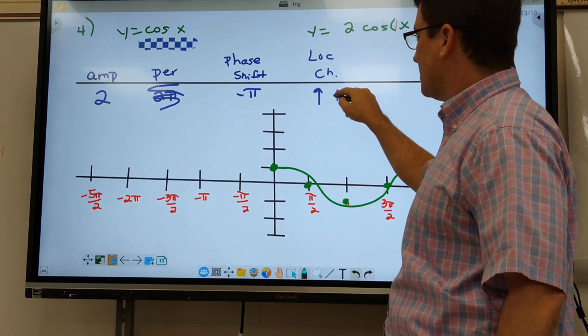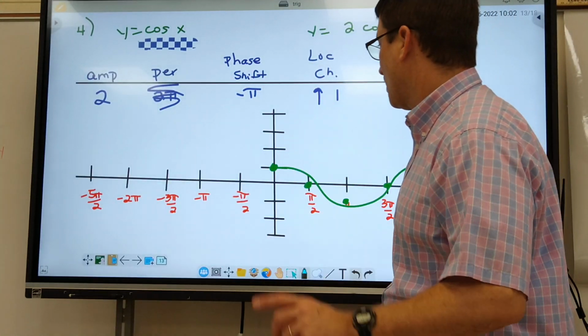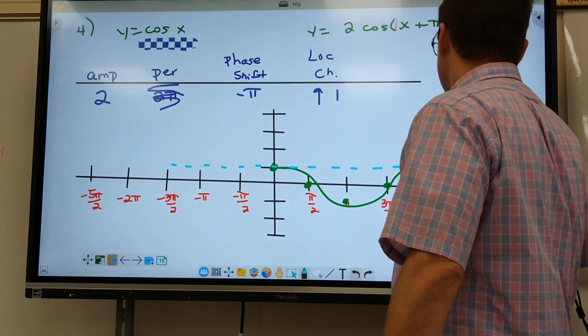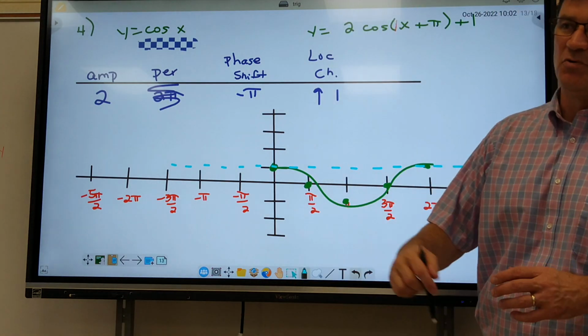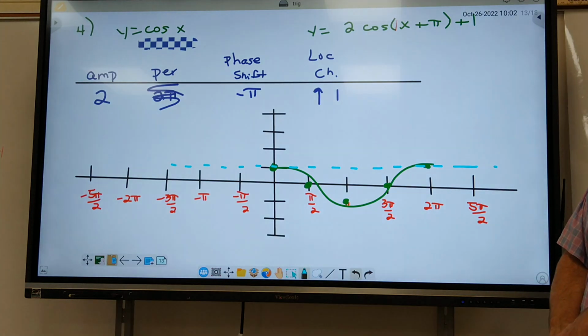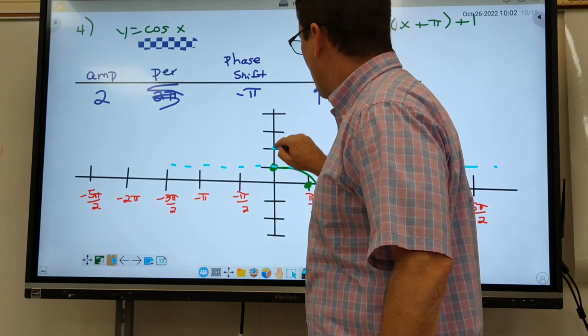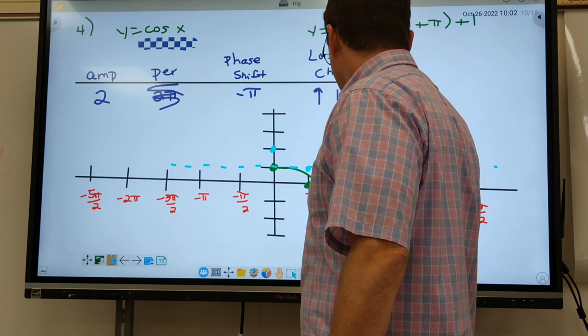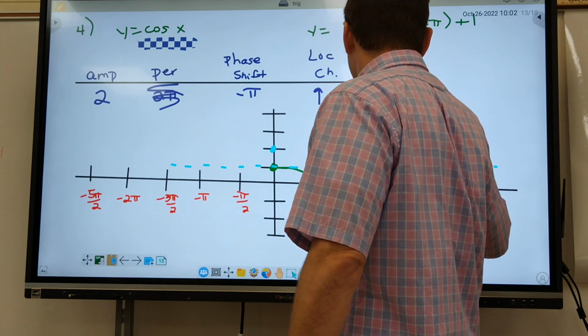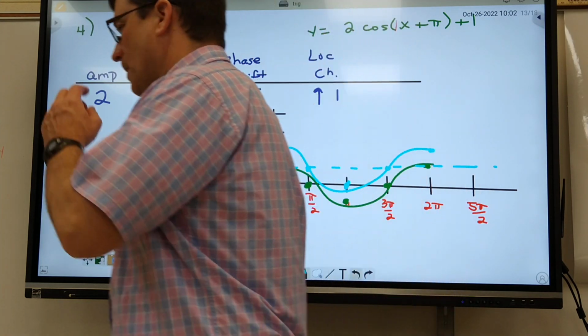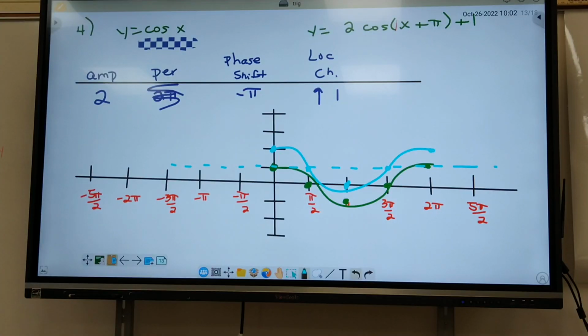Location change says I gotta move everything up 1. First thing I want y'all to do, draw a dotted line up 1, that's our new x-axis. So at 1. Up 1 from 0, so yes, at 1. Second step, you gotta now move every point up 1 space. Up 1, up 1, up 1, up 1. It should look like this. Looks like what I got on the board. I moved everything up 1, same shape.